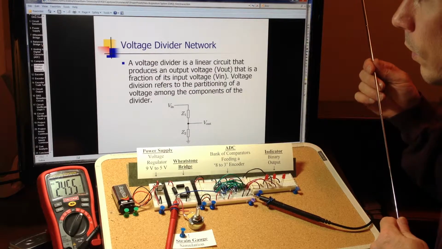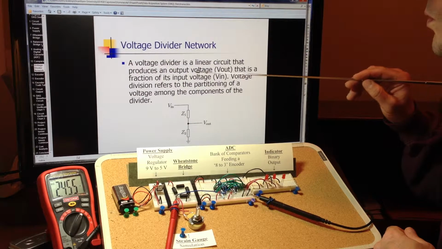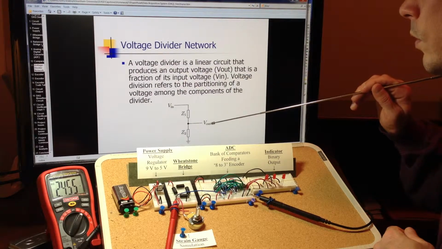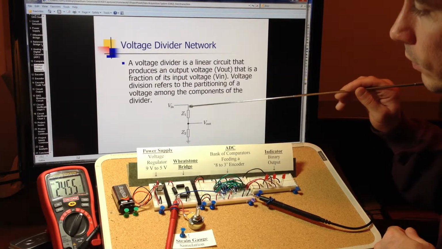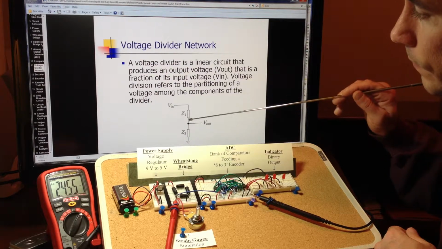This is a description of the voltage divider network. A voltage divider network is a linear circuit that produces an output, V out, that is a fraction of its input voltage, V in. That's all dependent upon the resistances of these two components.